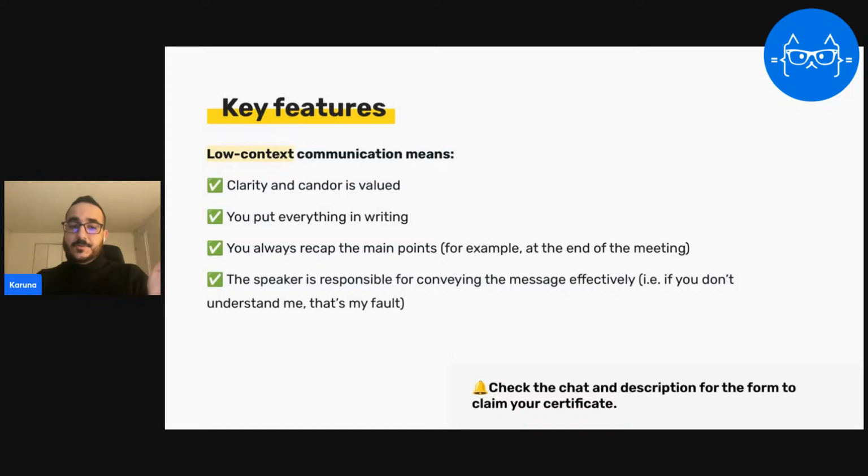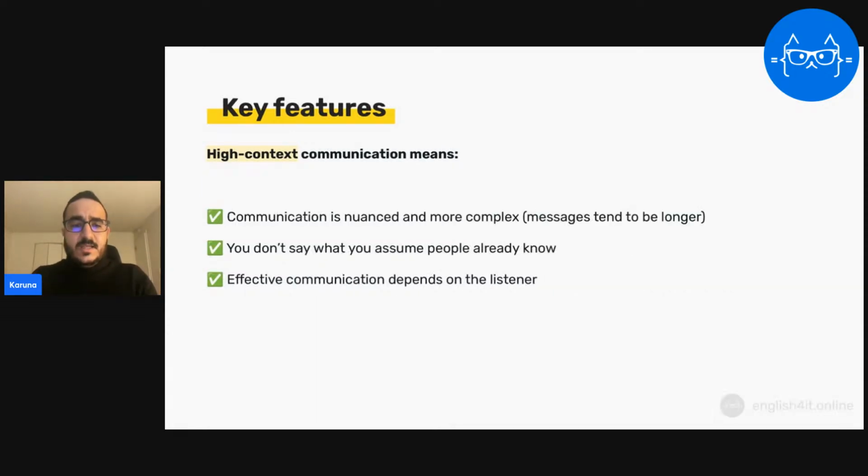And just to recap, low context communication, clarity and candor is valued. You put everything in writing. Well, you put a lot in writing, right? You recap the main points, and the speaker is responsible for conveying the message effectively. In general, right? The speaker is the one that has the burden of making sure that content or instructions are delivered clearly. And so if it's not well understood, then it's probably the speaker's fault versus the listener.